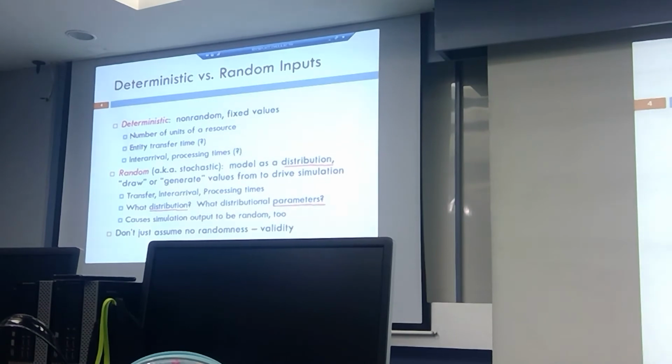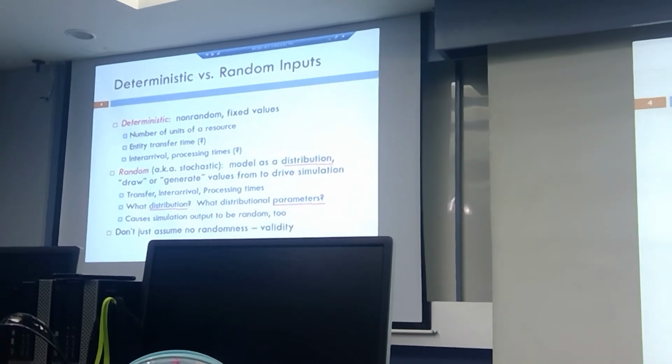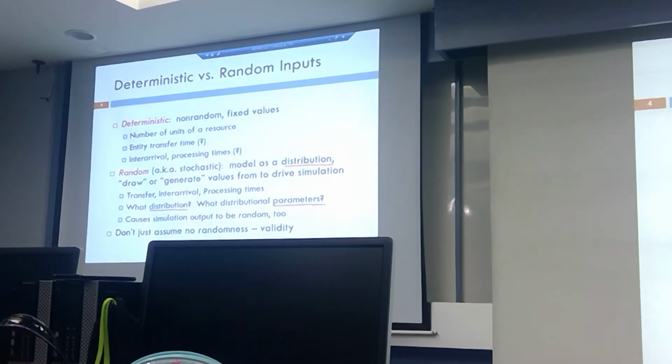And when we put a distribution as an input in the model, the output will become random too. That's why you have to run more than one replication, and not just assume no randomness, because then you will have a problem with validity. One thing for you guys to think about.